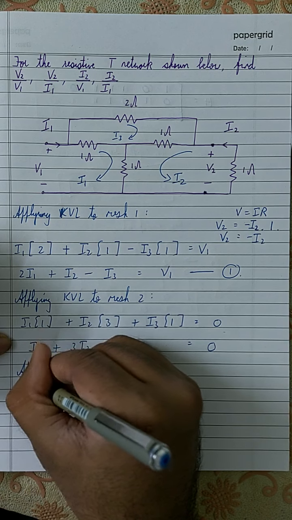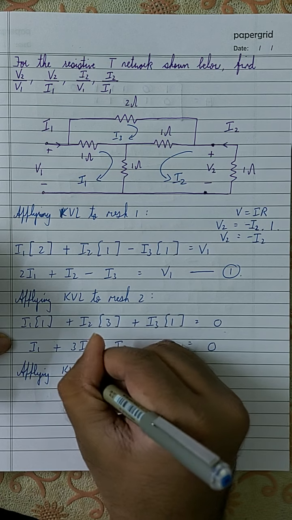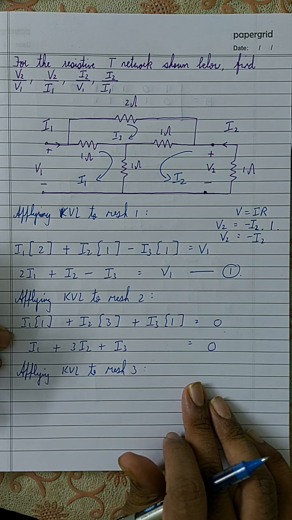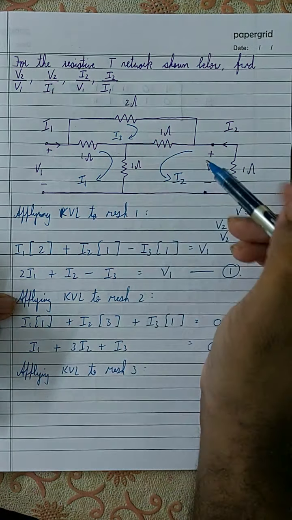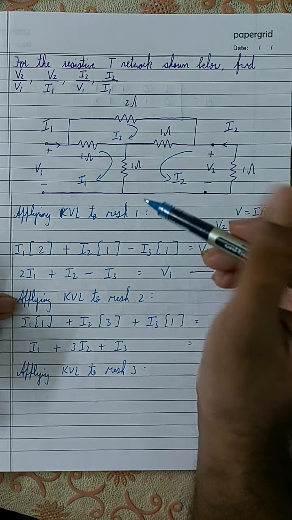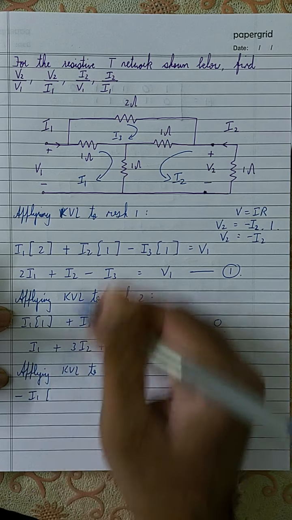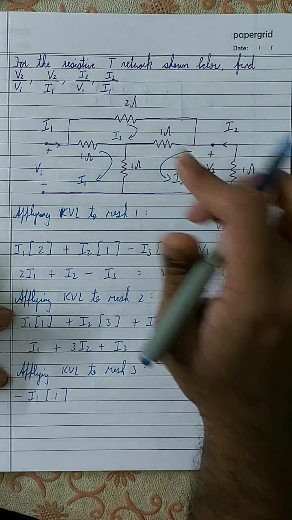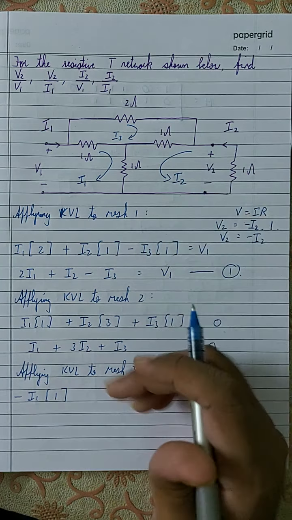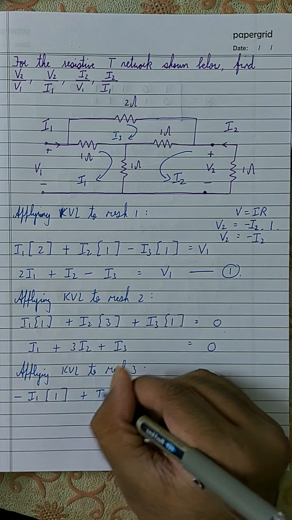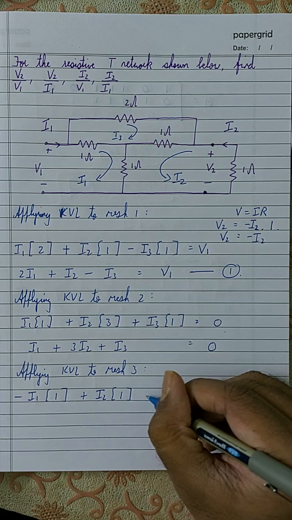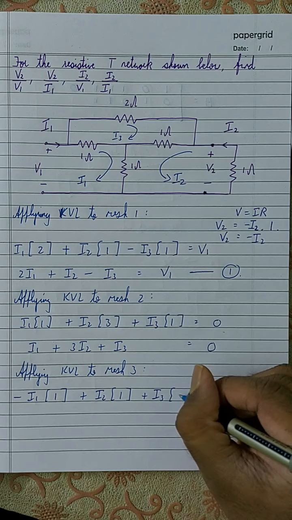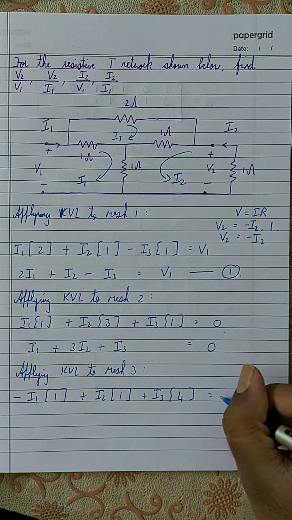Next is applying KVL to mesh 3. Alright, looking at mesh 3, I1 is flowing in the opposite direction of I3, so it is minus I1, and I1 is touching only this resistor, this is 1 ohm. And what about I2? I2 and I3 are flowing the same direction, right? We know that. So therefore it is plus I2 into 1, plus I3 into, and what about I3? 1 plus 1 is 2, 2 plus 1 is 3, 3 plus 1 is 4. 4 is equal to 0.